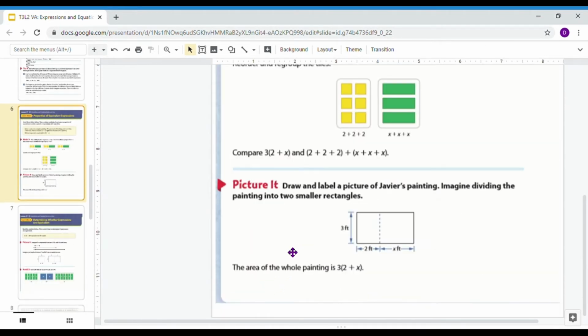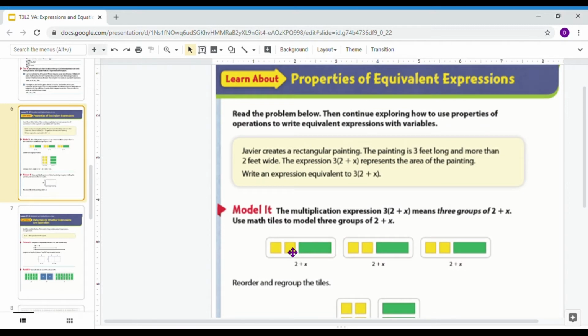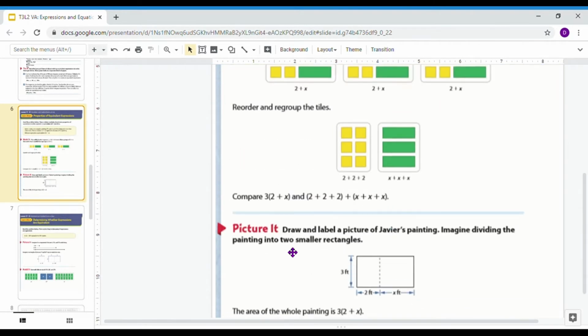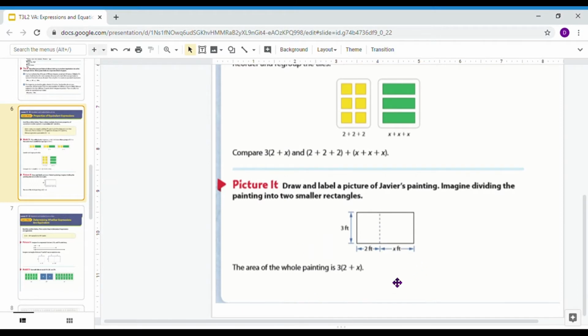And if you wanted to draw and label a picture, we know that the width of the picture is 3 feet. And then they said the length is a little bit more than 2 feet wide. So we're always thinking about the area. So here's our 3 and our 2, and here's the x with a little bit more than 2 feet wide.